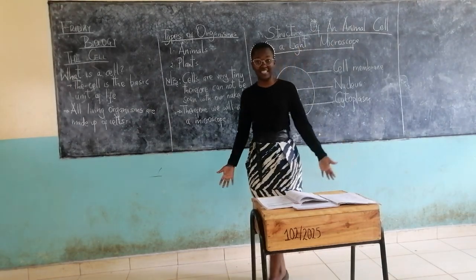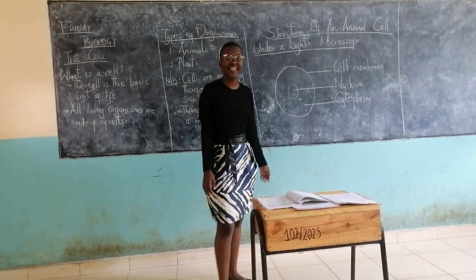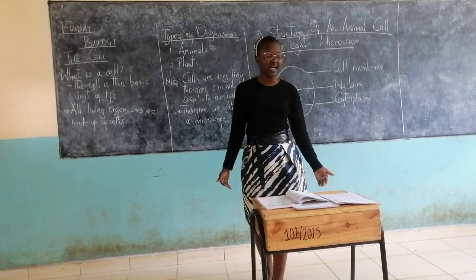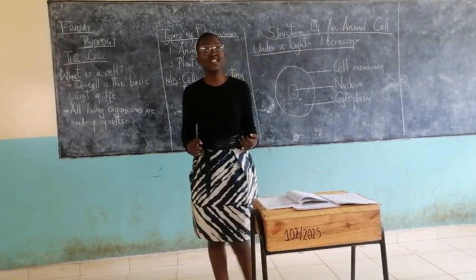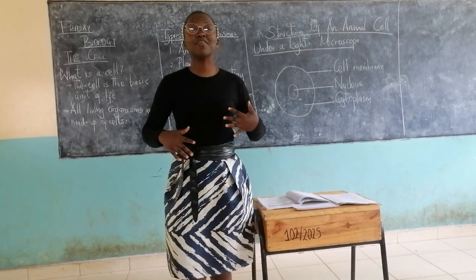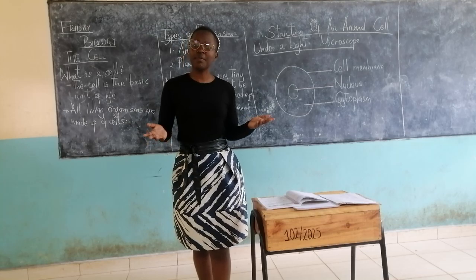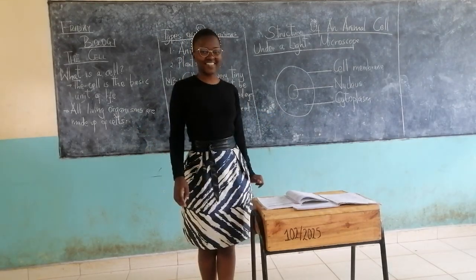So welcome to today's lesson. Today we're going to talk about the cell. By the end of this lesson, what are some of the objectives you need to have achieved as a learner? You need to be able to define what a cell is, name some of the organisms that have cells, and be in a position to identify a cell.